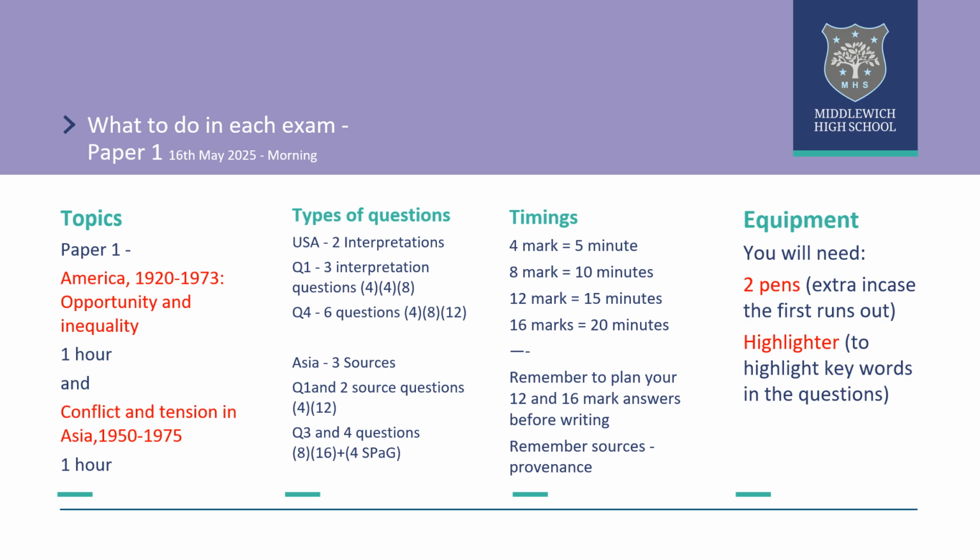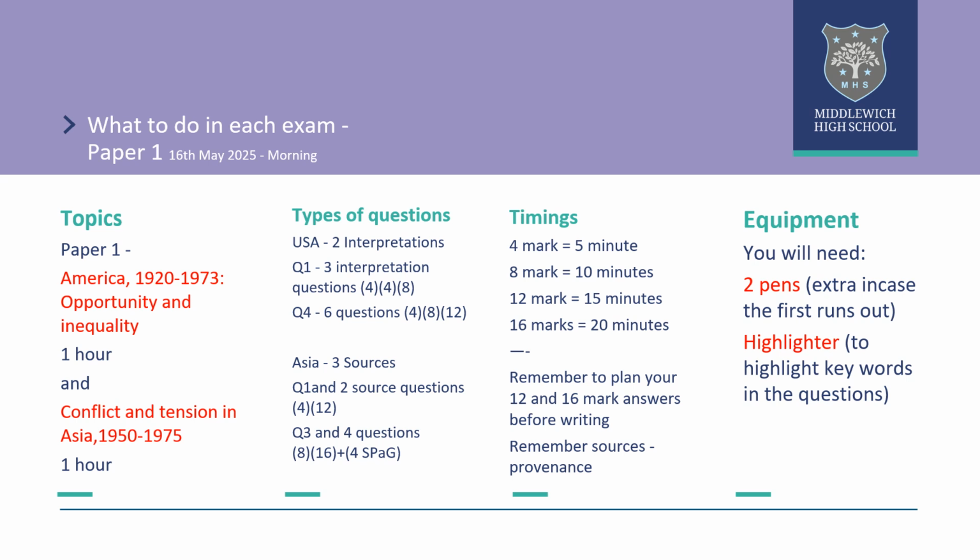Question 3 is an 8-mark question, and this is going to be an account question. You need to use your understanding of chronology, so what happened first and what happened next, to explain how things changed over time. And again, think about cause and consequence. What happened and then what happened next.